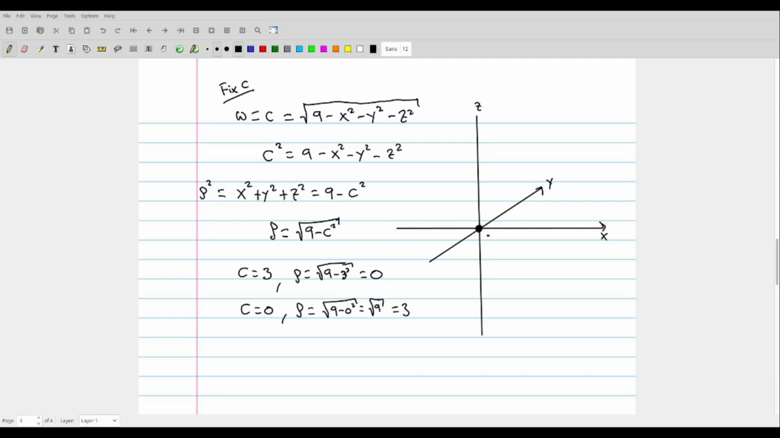So this corresponds to c equals 3, and then the value that corresponds to c equals 0 is this circle right here. Let me center the circle. Or it's not a circle, but a sphere. So it's a sphere of radius 3. And sure enough, all of these points on the sphere correspond to a c value of 0.